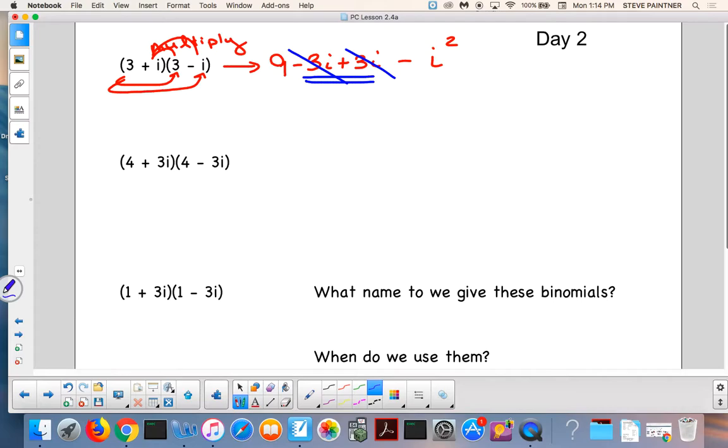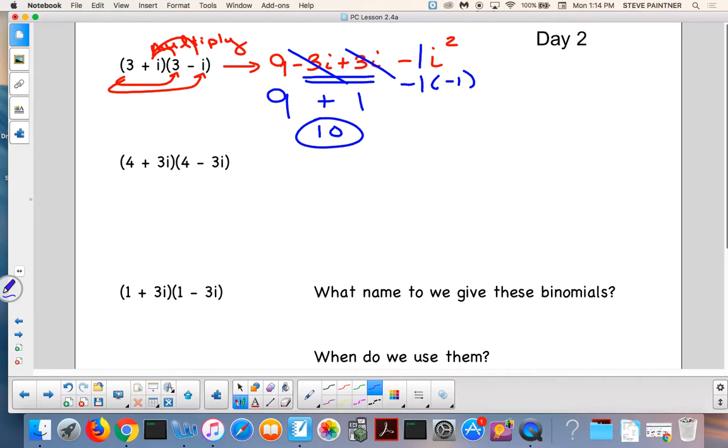What's i squared again? So doesn't this say, that's negative 1, i squared, so that's negative 1 times negative 1, right? So this says 9 plus 1, right? Did you get 10? Okay. Any questions? No? Okay.